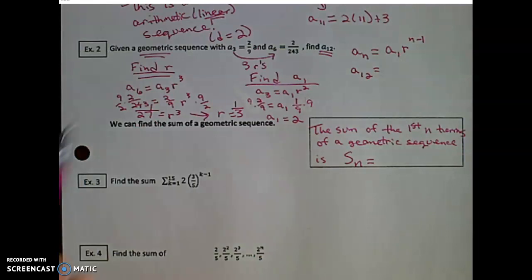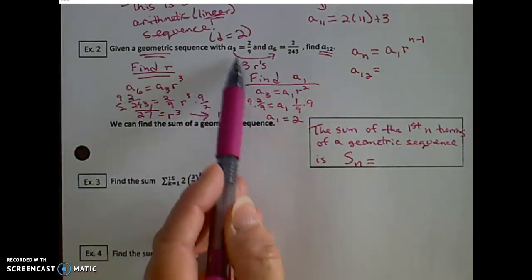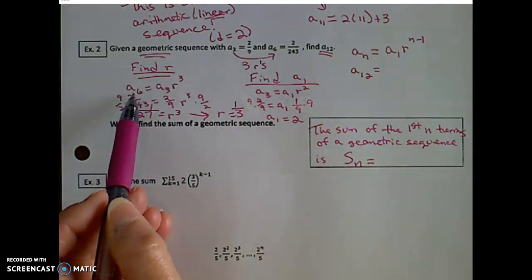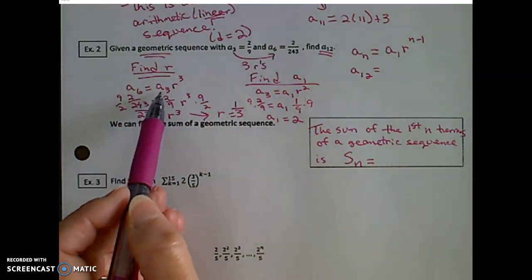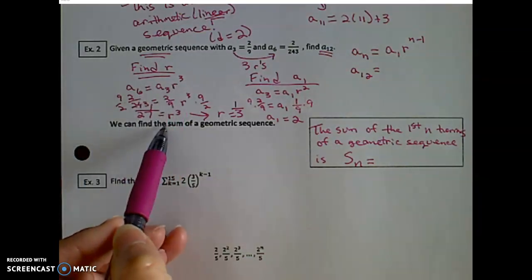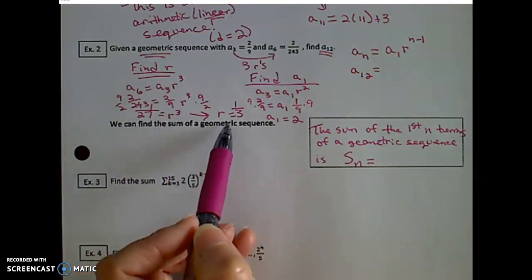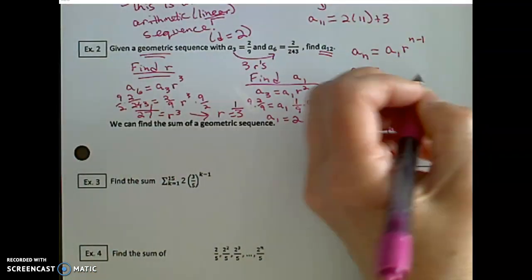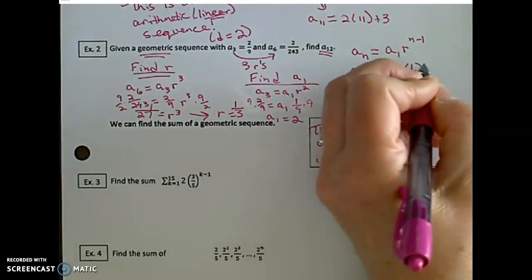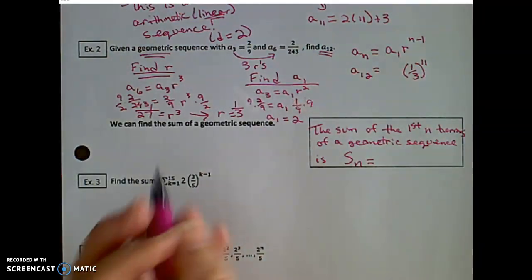Okay, let's see if we agree. Between the third and the sixth term, there's 3 common ratios. So the a sub 6 will be the third term times r to the third. I solved for the common ratio. You can stop and check, and I got a common ratio of 1/3. So let me start to plug that into my formula. 1/3 for the 12th term, I'll have 11 of those common ratios.